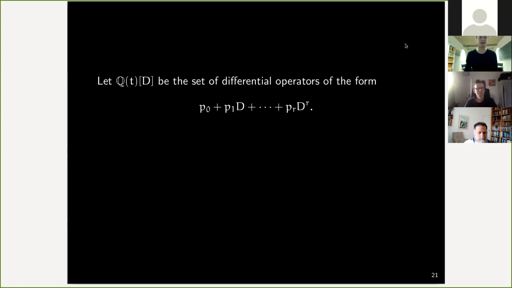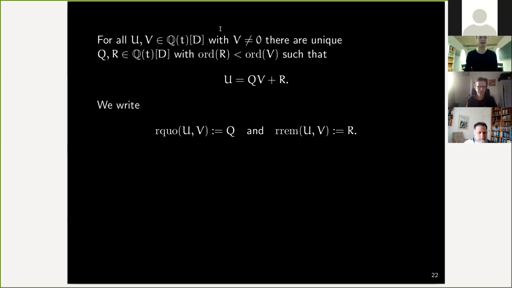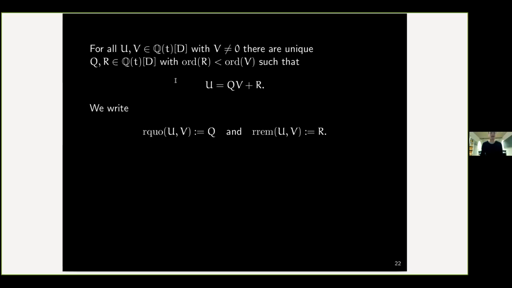Well, you can define two operations, an addition, which is obvious, and a multiplication, which reflects the Leibniz rule of differentiation. And with these two operations, it's a non-commutative ring, but not only this, it's also a right Euclidean domain. So you have a notion of division with remainder. So for each two operators u and v being different from 0, there are unique operators q and r, the order of r being smaller than the order of v, such that this equation holds.